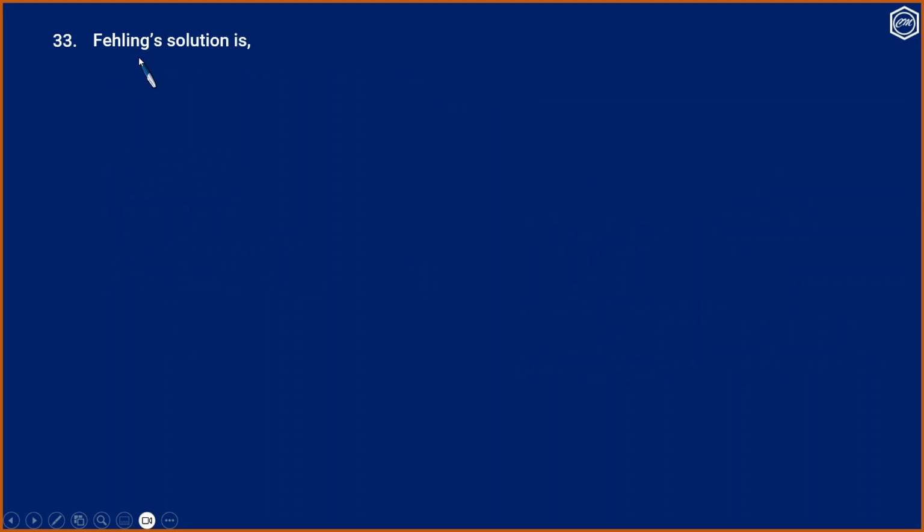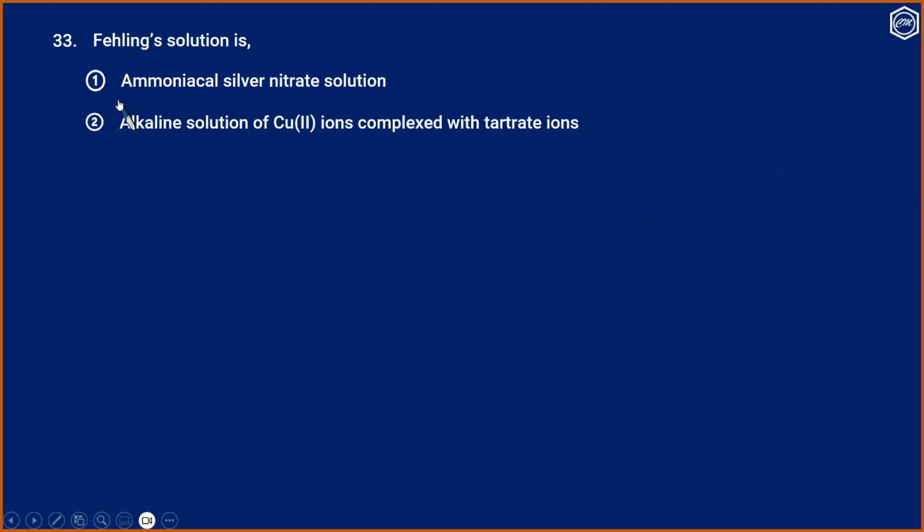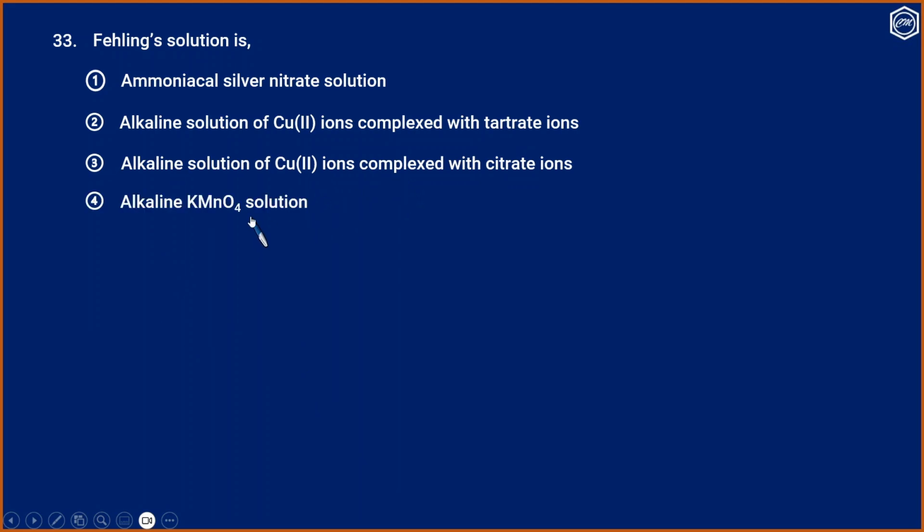Question number 33. Fehling's solution is: ammoniacal silver nitrate solution, alkaline solution of cupric ions complexed with the tartrate ions, alkaline solution of copper 2 ions complexed with the citrate ions, or alkaline KMnO4 solution. And we know Fehling's solution is an alkaline solution of cupric ions complexed with the tartrate. So the answer must be there.